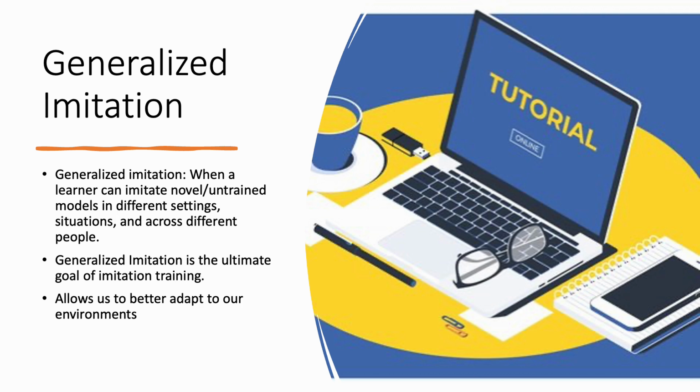And generalized imitation is when a learner can imitate a variety of untrained, unprompted, and novel models in different settings, with different people, in different situations, right? We want people to be able to see something that occurs in their environment and be like, I'm going to do the same thing. And they just do the same thing, regardless of the consequence that follows, okay? If you're able to see a model and copy that model without having any prior experience with that model, that means that you have a generalized imitative repertoire.